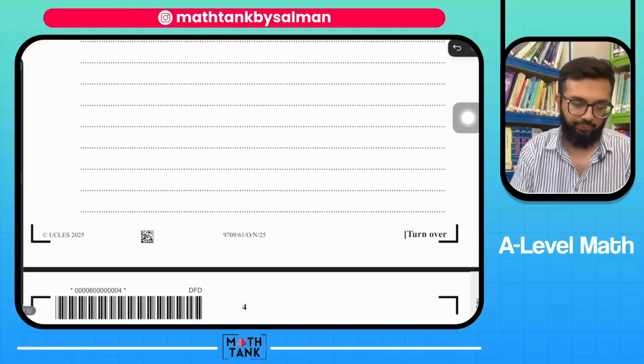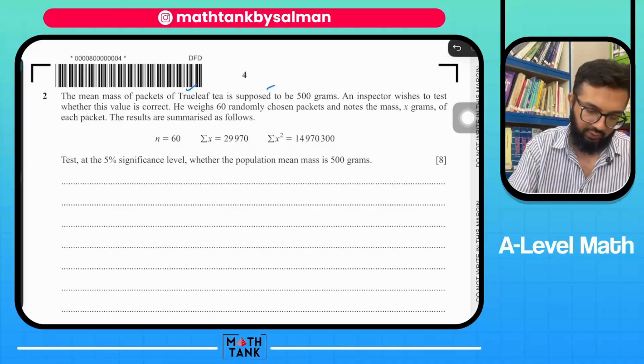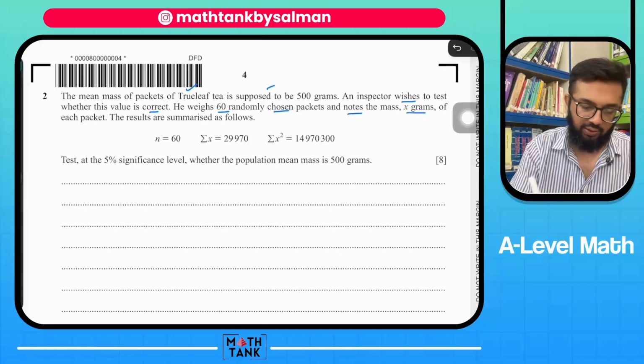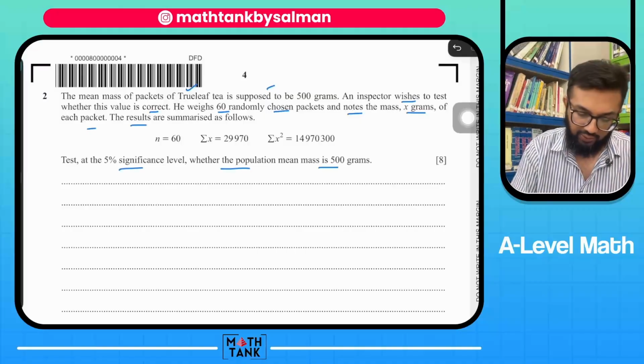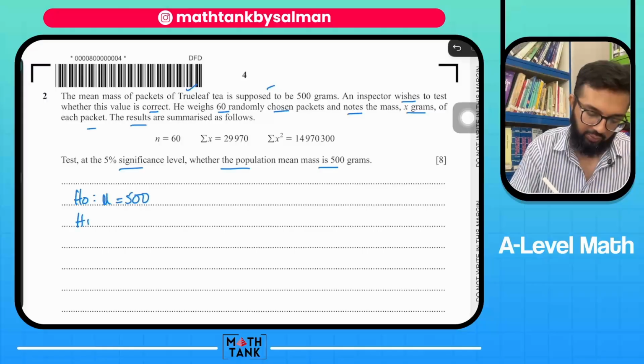Okay, moving on. Question number 2. The mean mass of packets of tea leaf is supposed to be 500 grams. An inspector wishes to test whether this value is correct. He weighs 60 randomly chosen packets and notes the mass x grams of each packet. The results are summarized as follows. So test at the 5% significance level whether the mean mass is 500 grams. So H0 is mu equals 500 and H1 is mu is not equal to 500.